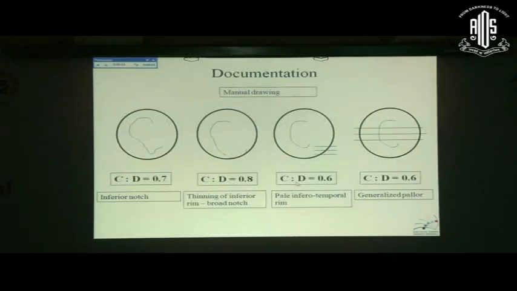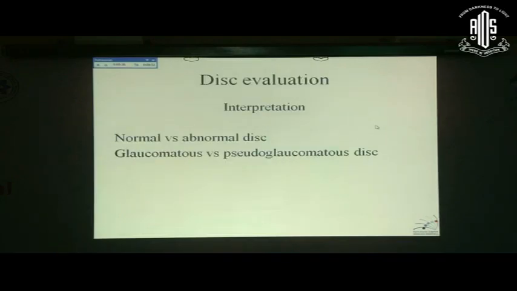If you get a disc and cup like this, you will denote the cup disc ratio is about 0.7 with inferior notch. If a disc like this, the cup disc ratio is about 0.8 with thinning of inferior rim, or you can say it is a broad notch. The pallor is usually indicated by the hatched line. The disc like this indicates cup disc ratio of 0.6 with pale inferotemporal rim, whereas the cup disc ratio of 0.6 with generalized pallor is usually indicated by this.